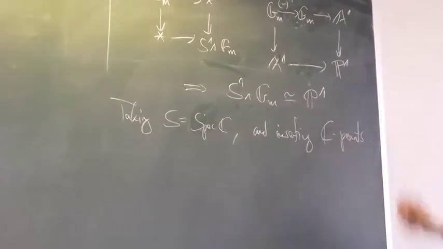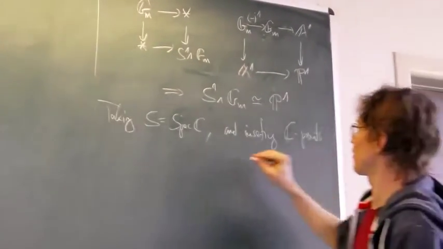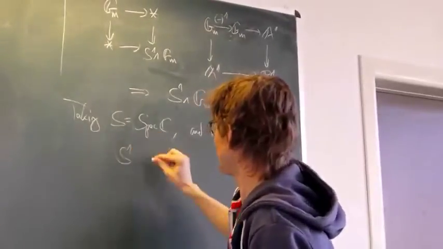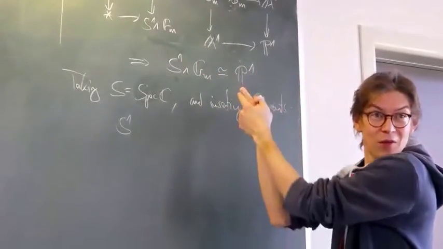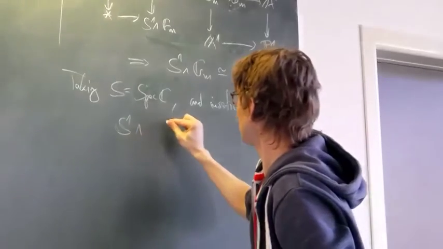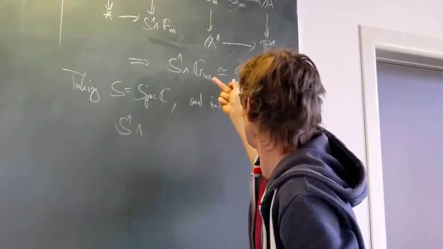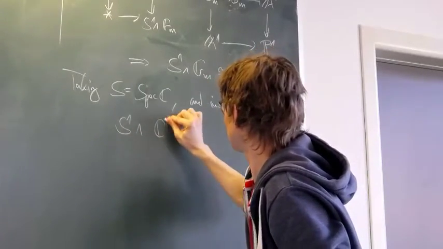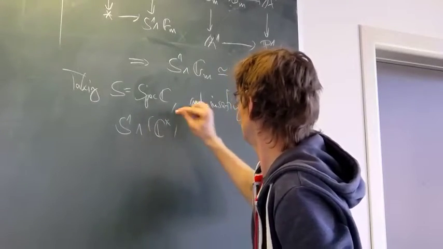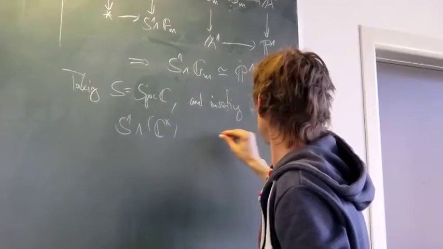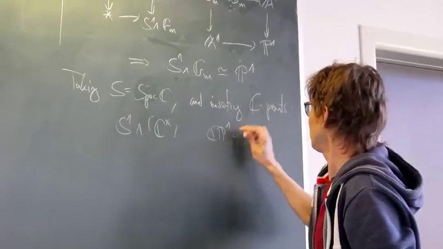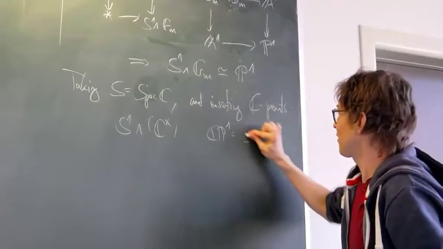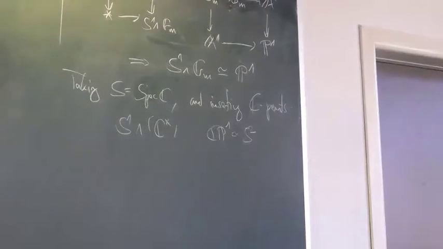That's a constant sanity check that you can always do. So what you then get here are topological spaces, if you take the analytic topology on these complex points. What is Gm of C? It's the units in C, C star. And on the other side, we get CP1. Well, what is CP1? That's the two-sphere.